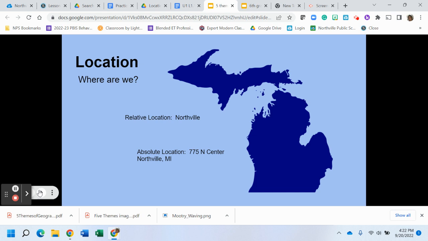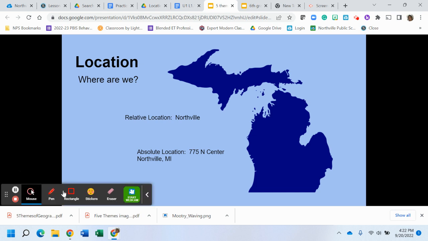The first theme is location, and that first theme talks about where are we? It answers that question. So write that into your notes. There's 2 types. Relative location is kind of in relation to other places. So, for example, Northville is in Michigan. That would be a relative location. Northville would be that relative location.